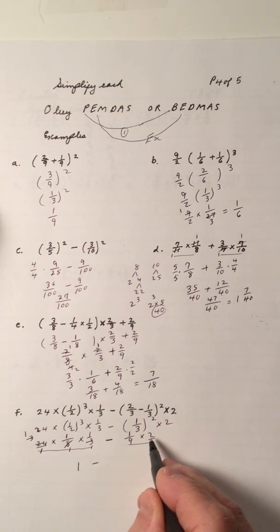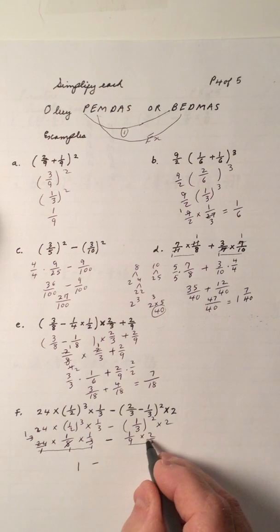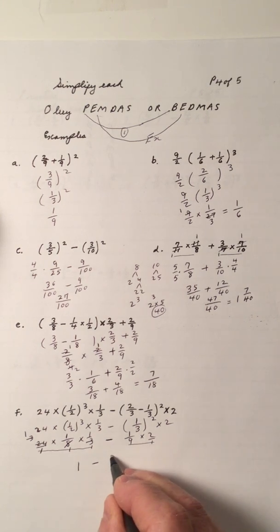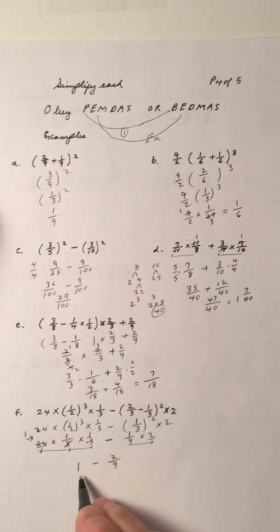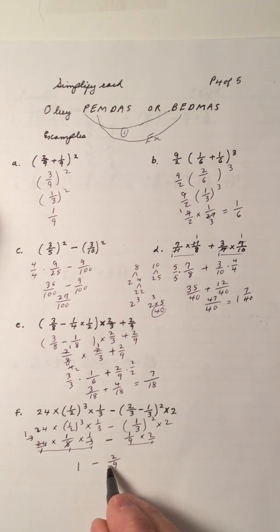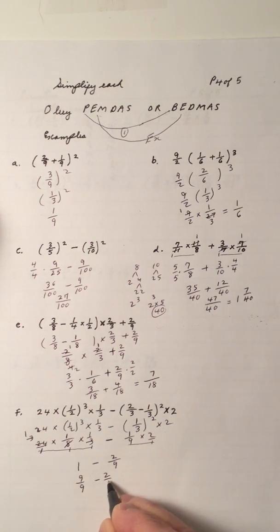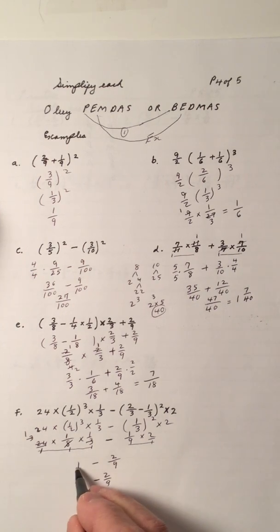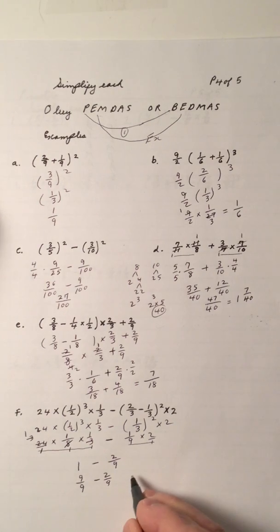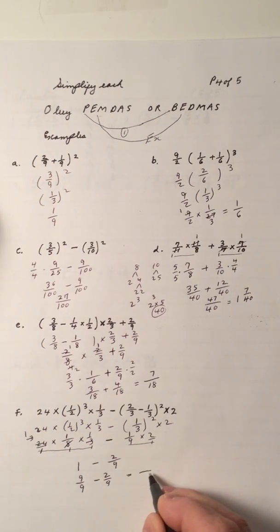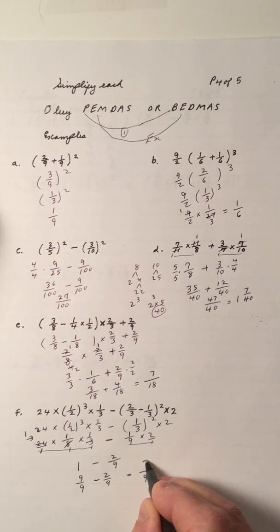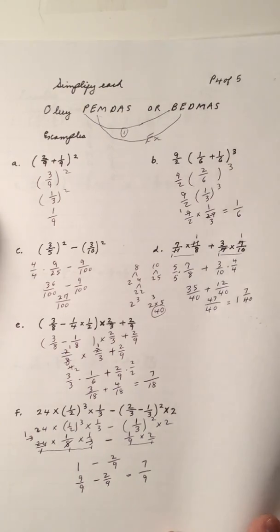Notice I have 1/9 times 2 over 1, so I can't cancel. 2 times 1 is 2. 1 times 9 is 9. Notice I have a 1 subtract 1/9, so a 1 is the same as a 9 over 9, because when I subtract or add fractions, I need a common denominator. So another name for 1 is 9 over 9. So when I do that, I have a common denominator of 9, and I have a 7 over 9 subtract 2.